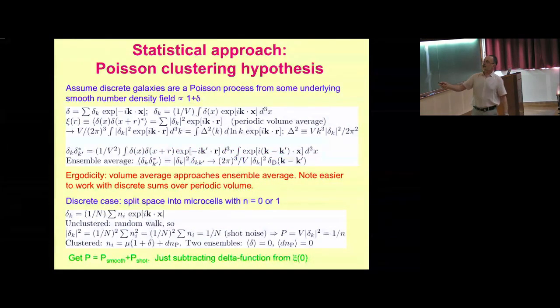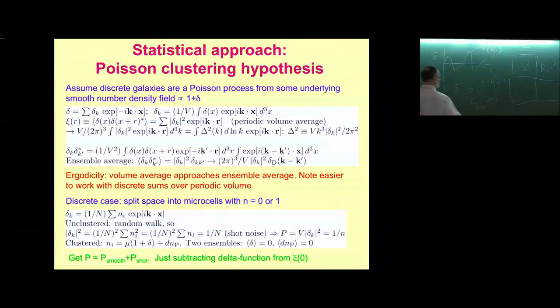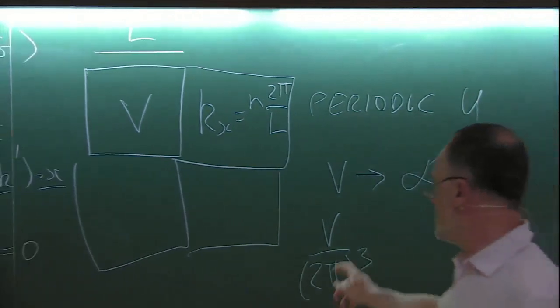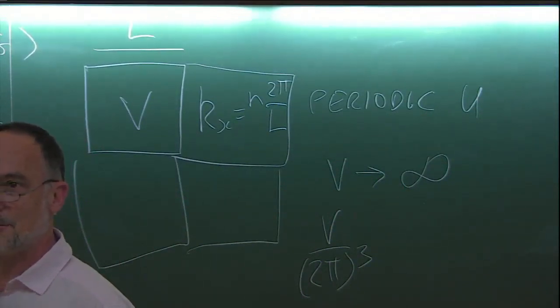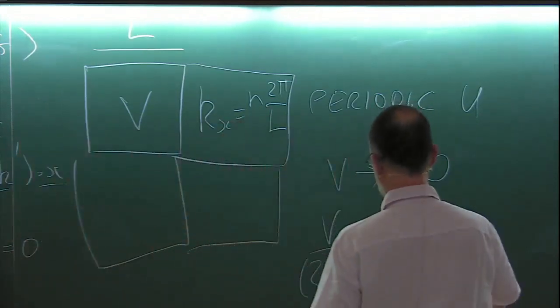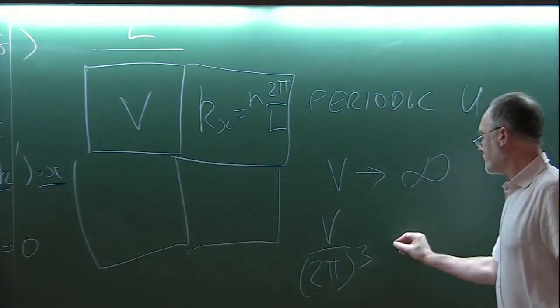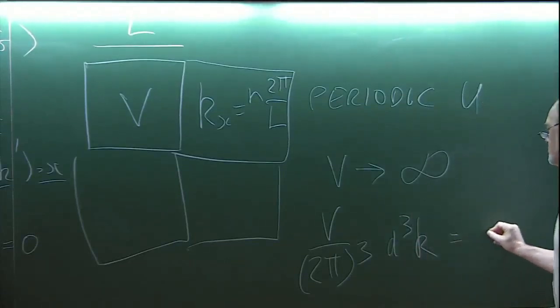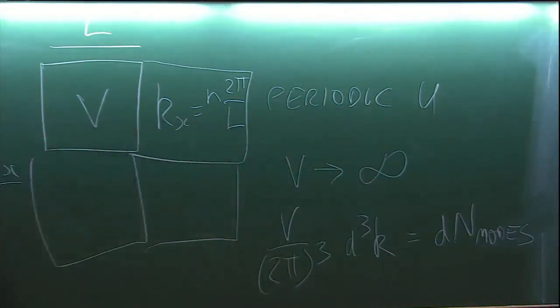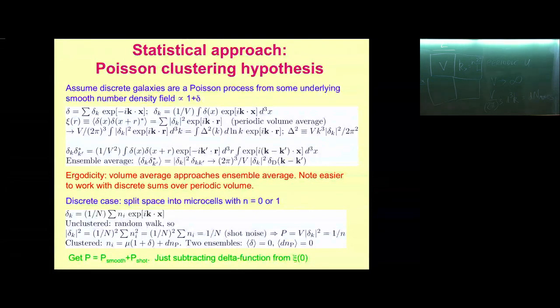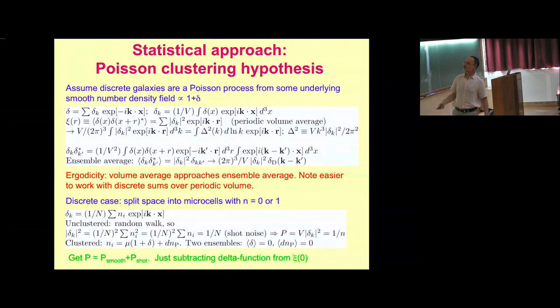And if you want to take the continuum limit, I would introduce a factor V on 2 pi cubed. That should be a very familiar combination to you. Somebody remember what it's called? No? Density of states. Okay, so V, the volume of the box, divided by 2 pi cubed, times the volume element in wave number space, is the number of modes that live in a particular region of k-space. Okay, so we're just replacing this discrete sum here by an integration over k-space with the density of states.